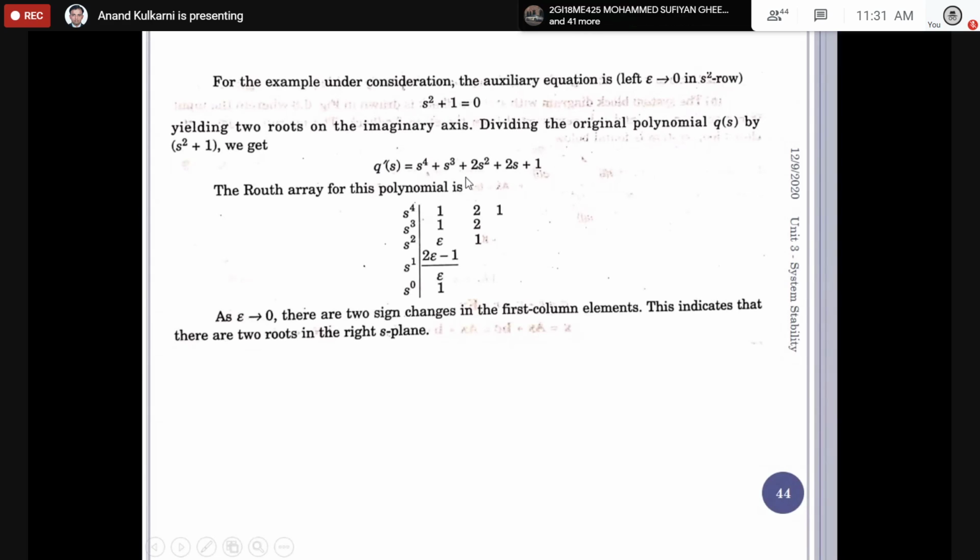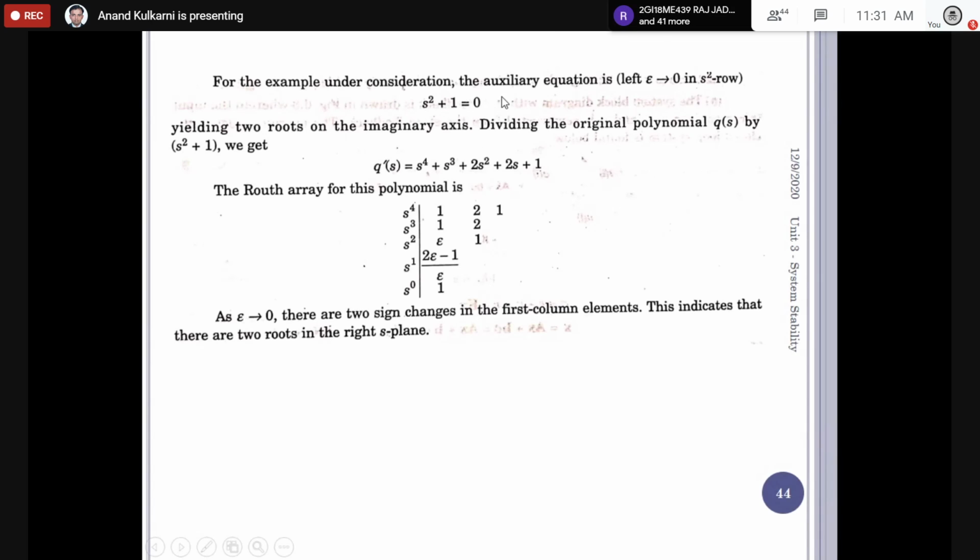See here, 1, leave this, next 2, leave this, next 1. Take this 1, this is 2, 0. So this will become 0. So substitute it by epsilon. Then 1. Then you substitute 2 epsilon minus 1 upon epsilon minus 1. Now you can check the stability of this.